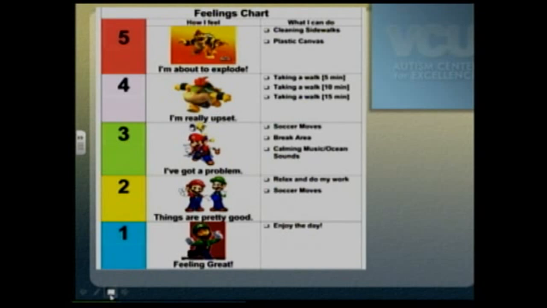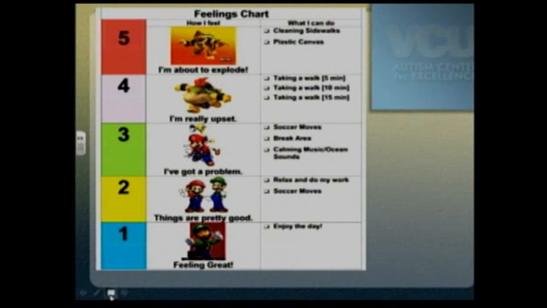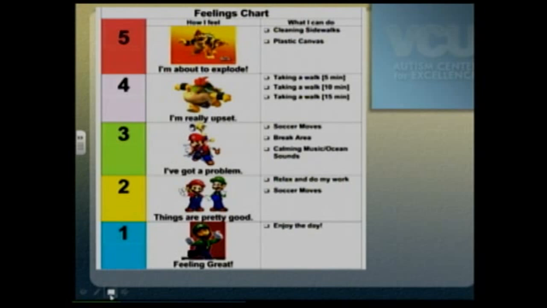Another way of using it with something that they're very interested in is this next example, this feelings chart. We just substituted Mario for this student, because again, this was his high interest area. So we put Mario there, and in this case, we wrote down for this particular student what it is that's going to take to get from a 5 to a 4 to a 3. Some of the things that you're going to see on the right-hand side will probably make you chuckle, because as we were writing it down, I was thinking, what does he mean, cleaning the sidewalks? He liked to go out and help the custodian push the broom to clean the sidewalks.